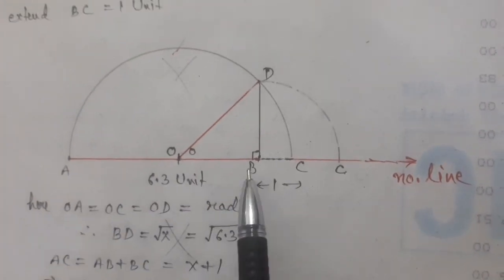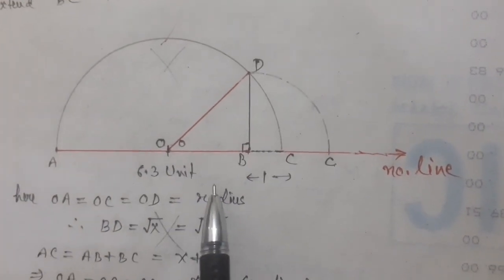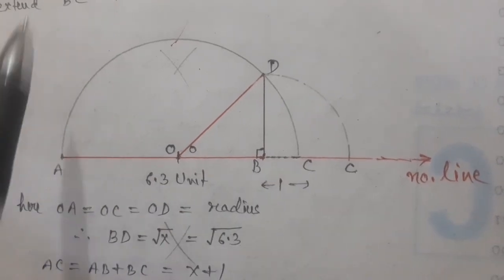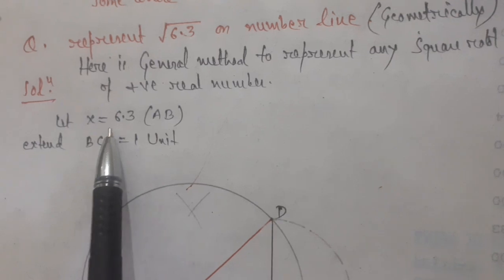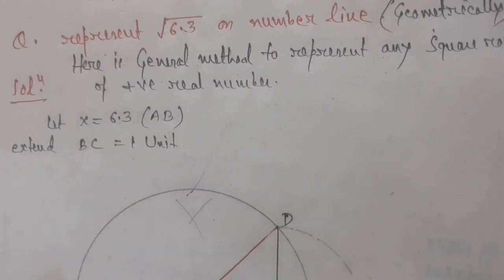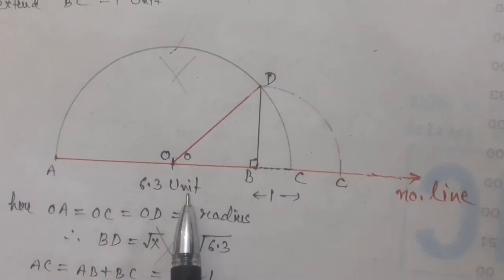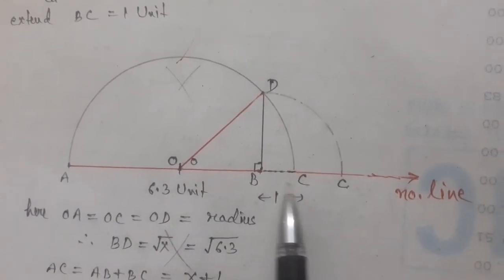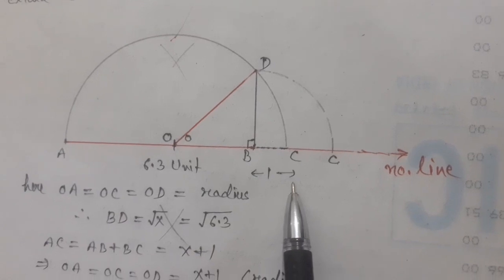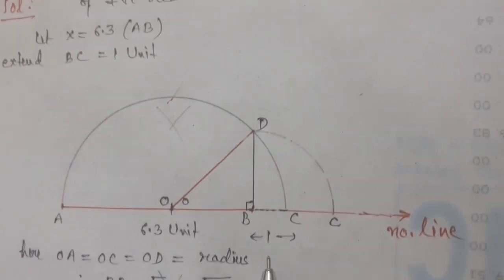First we can draw a line segment AB of 6.3 units. Here AB is given, and what we have to find is root 6.3, so you can suppose x equals 6.3. Then we draw the line segment AB of 6.3 units. Then you can extend AB to C such that BC equals 1 unit.